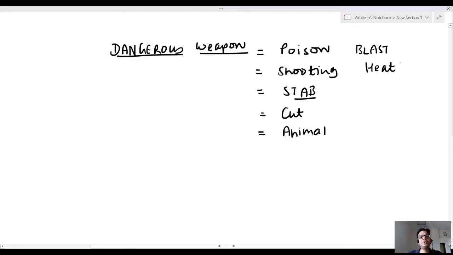So poisoning, shooting, stabbing, cutting, animal, sir. Like if you use any snake or scorpion to kill someone, that is a dangerous weapon. You are using some animal to kill. This is a dangerous weapon.